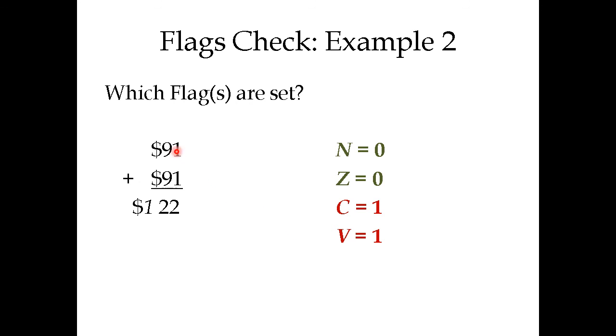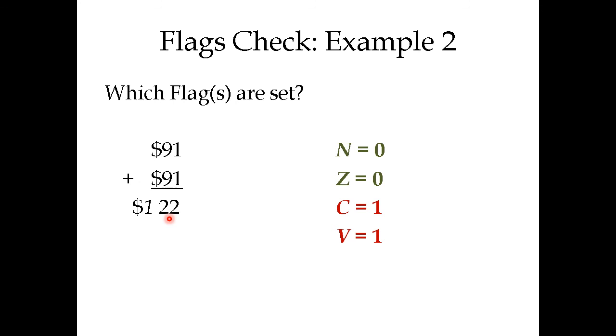Look at the number here. Is this a negative or positive number? 91. It's a negative number, right? This is also a negative number. So you are actually adding two negative numbers. What is the result? 22. It's a positive number, right?